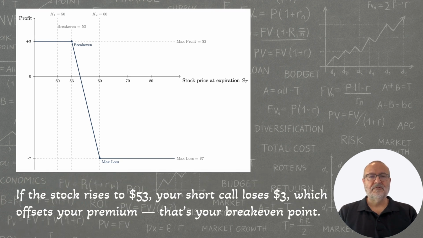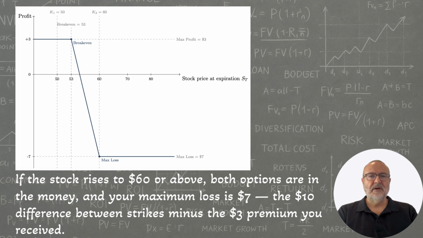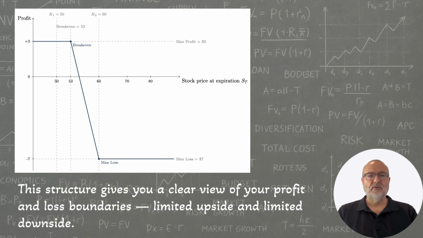If the stock rises to $53, your short call loses $3, which offsets your premium. That's your break-even point. If the stock rises to $60 or above, both options are in the money, and your maximum loss is $7. The $10 difference between strikes minus the $3 premium you received. This structure gives you a clear view of your profit and loss boundaries, limited upside and limited downside.